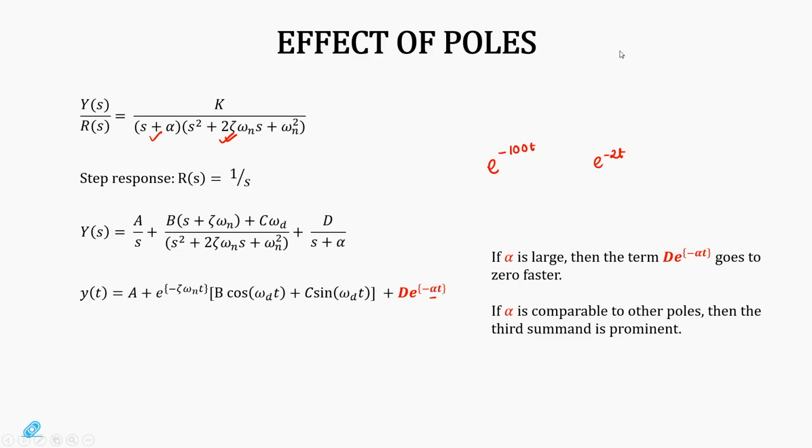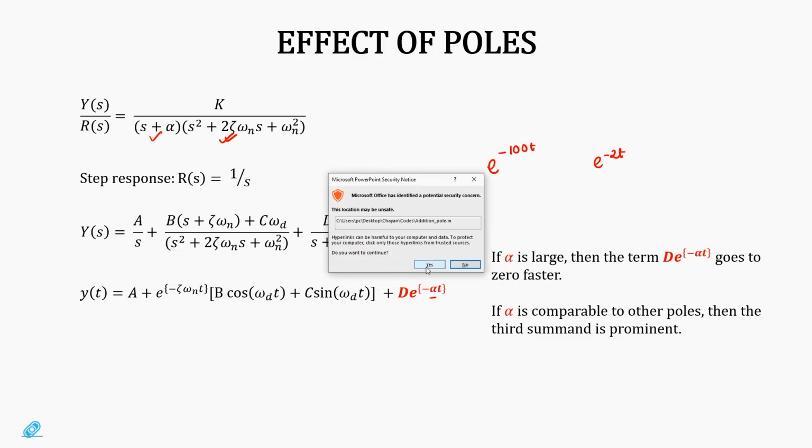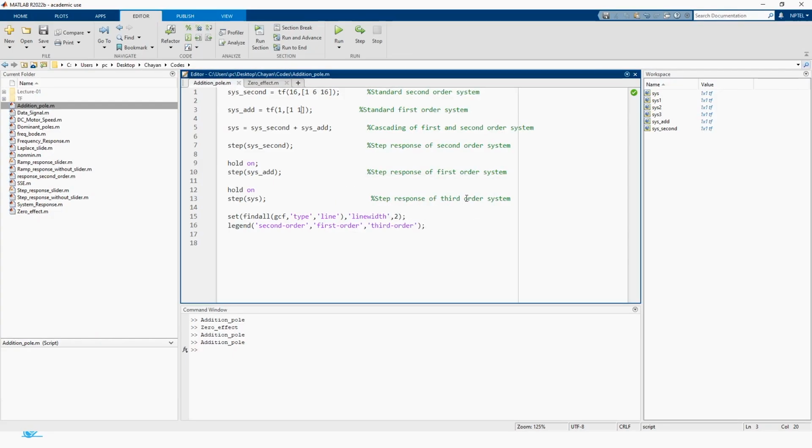We can see this with the help of a simple simulation. Let us look at that simulation now. Here is a second order system TF. This is how you can write the transfer function also. This is the numerator coefficient 16 and this is the denominator s square plus 6s plus 16. So, this is a standard second order system, and we are adding a third pole which is 1 by s plus 1.